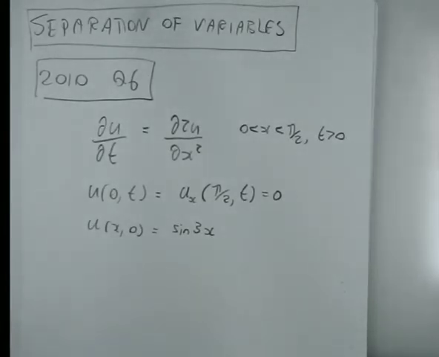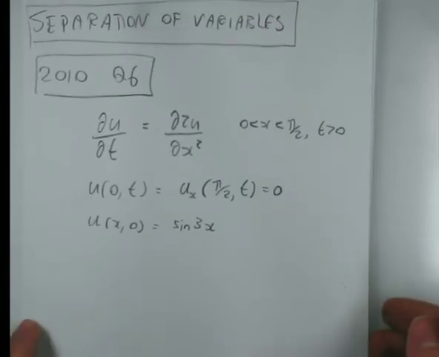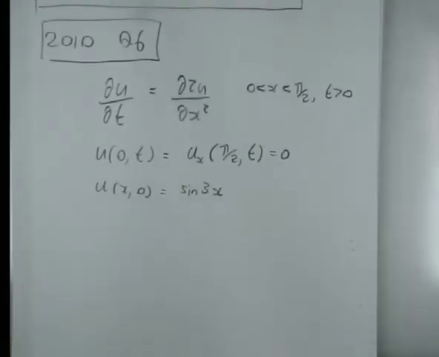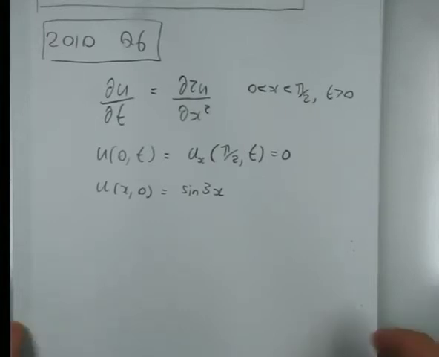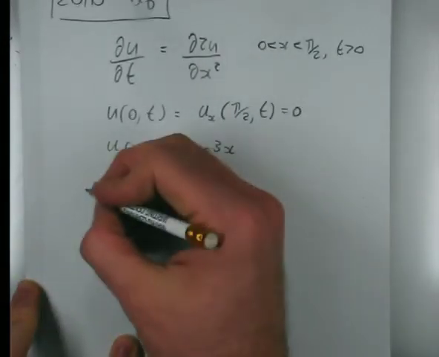Right. Good old separation of variables. Okay, so the exam question specifically says use separation of variables to solve that equation, subject to the boundary conditions and the initial condition. And they say you may use the result that eigenvalues of blah blah blah, and we'll get to that. Okay. So my understanding of separation of variables goes like this.